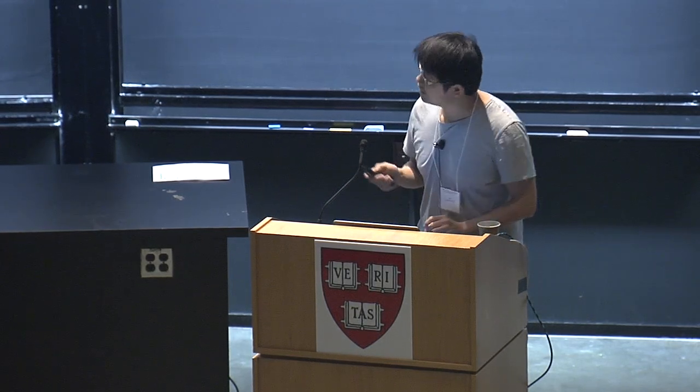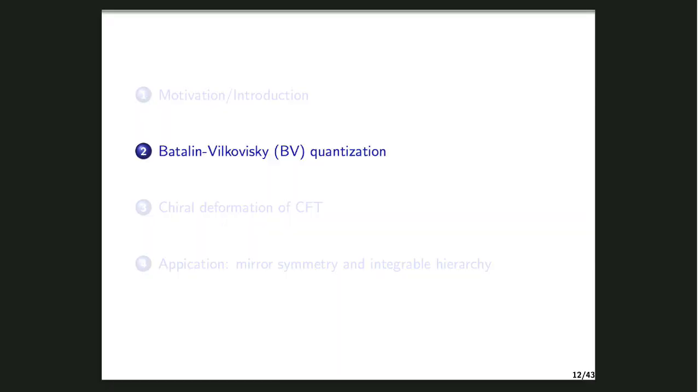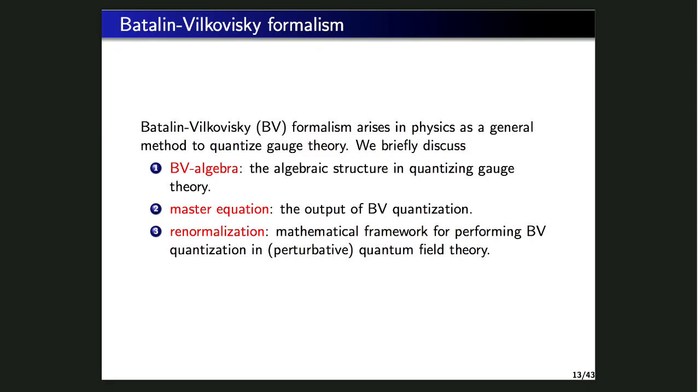Now let me explain. The important thing here is the so-called BV quantization, so I will give a brief account of this method. The BV formalism arises in physics as a general method to quantize the so-called gauge theory. There are a bunch of data. For example, this BV algebra is an algebraic structure. Also, the output of this BV quantization is a so-called master equation, which I will explain. And then there's a mathematical framework for doing this. It's called renormalization.